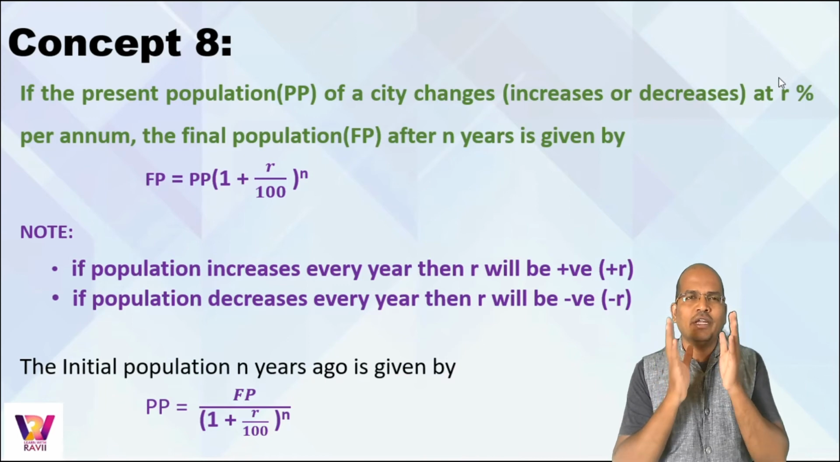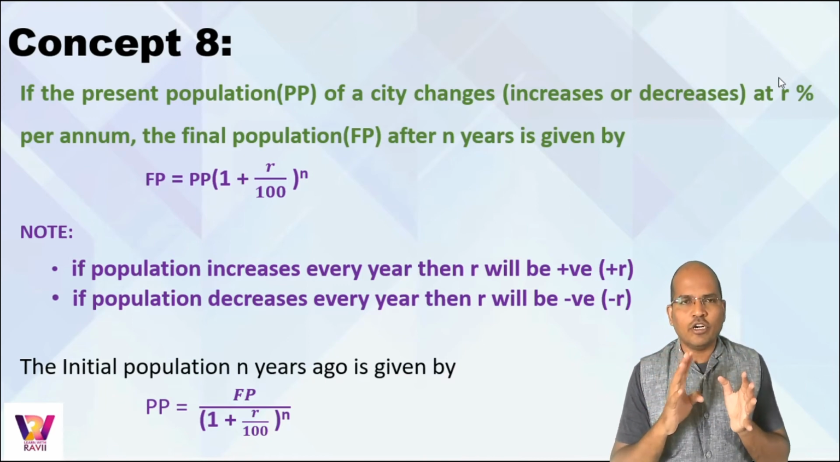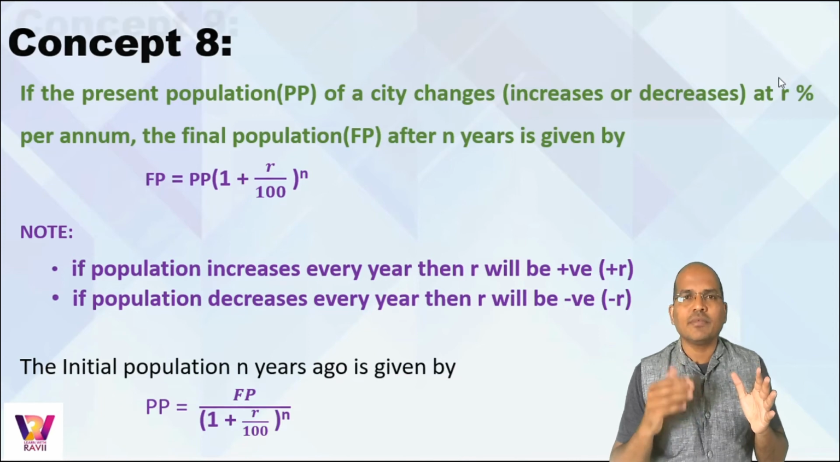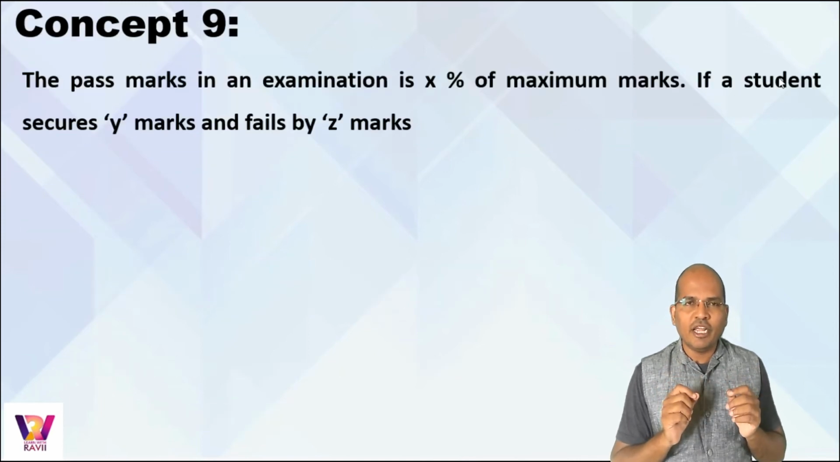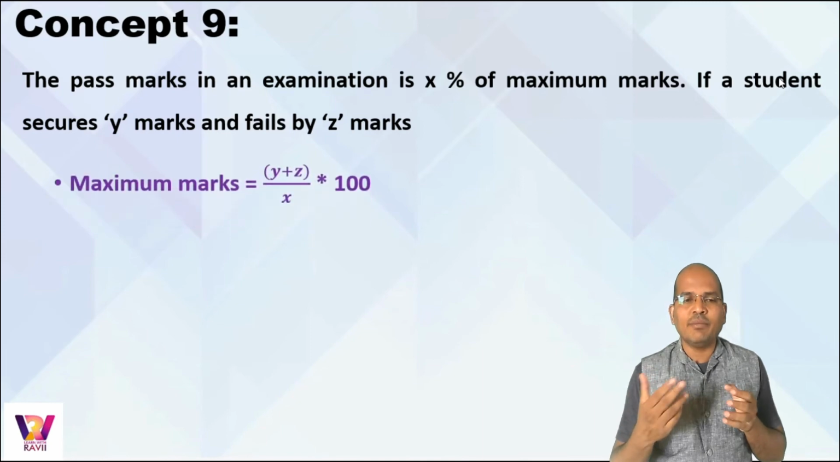So once you have final population, initial population, R, n, out of 4 terms, 3 terms will be given to you. Plug in the values to get the 4th term. As simple as that. Okay. In this concept, we will be learning about the pass marks, the fail marks, the initial value to be passed, and the pass percentage. So we will be writing the relation between all these things.